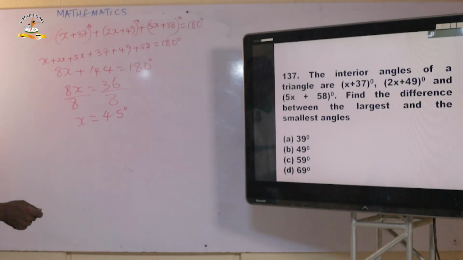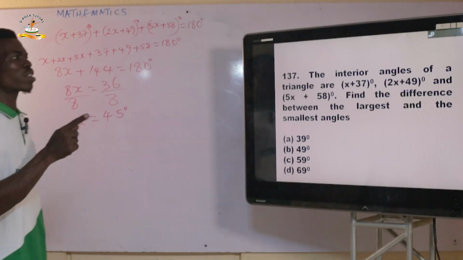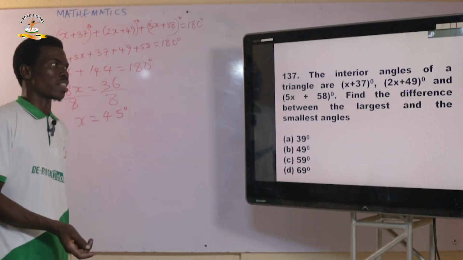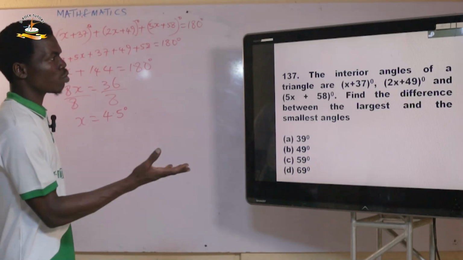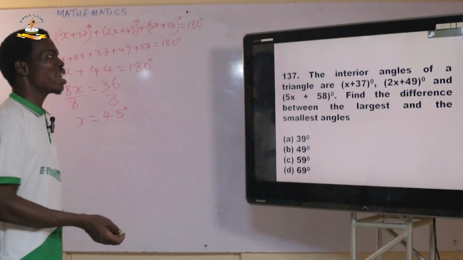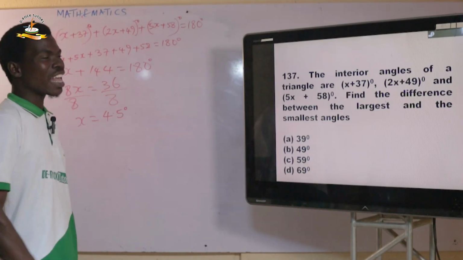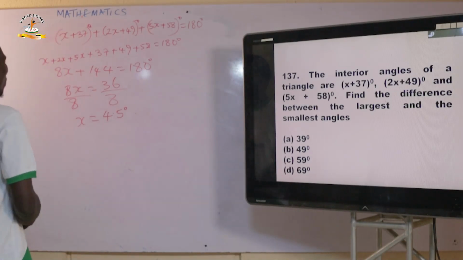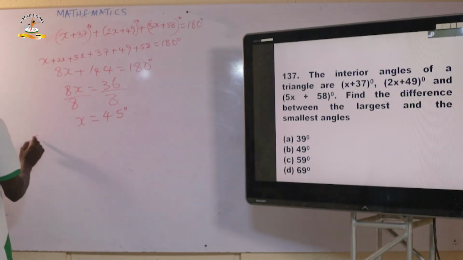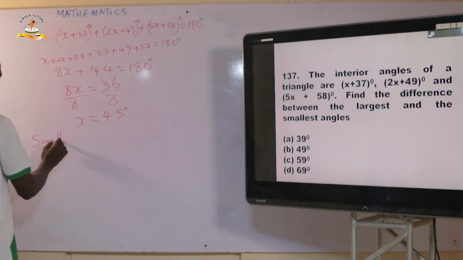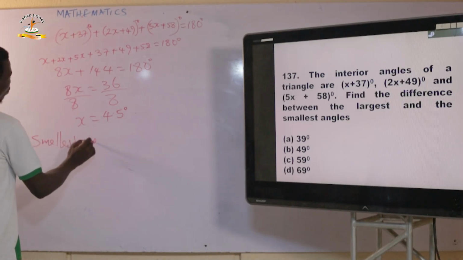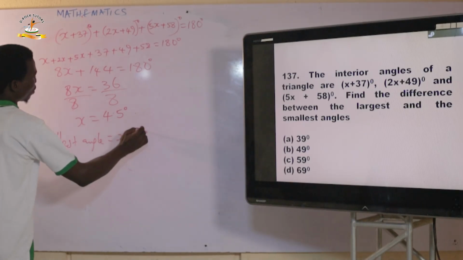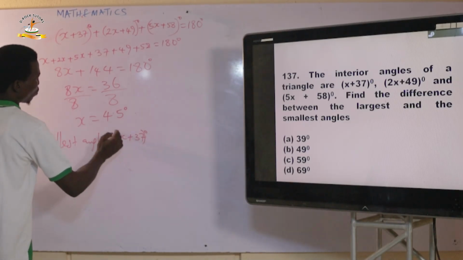That is my x. So don't forget, the question is not to find x, but to find the difference between the largest angle and the smallest angle. At a glance, we know the largest angle is going to be 5x plus 58, and the smallest angle is going to be x plus 37. So the smallest angle is x plus 37 degrees, which is what?